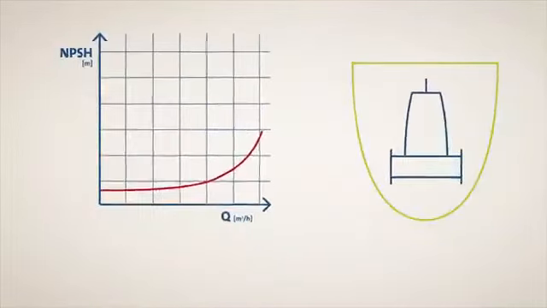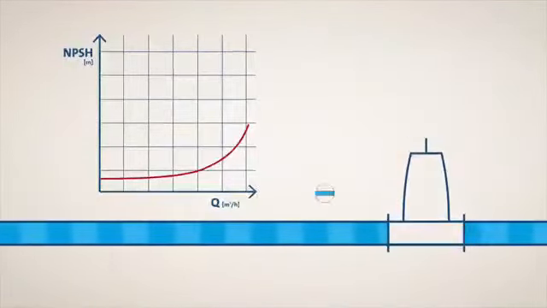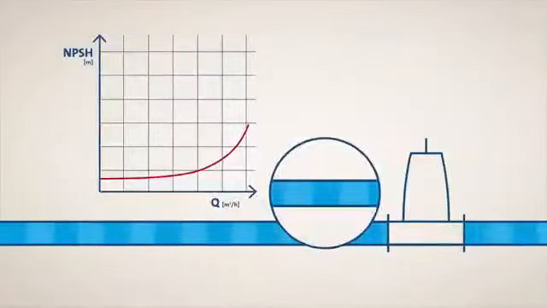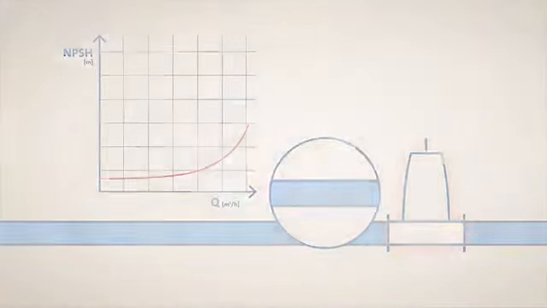To determine if a pump can operate safely in a system, the NPSH must be known for the largest flow and temperature within the operating range. The recommended minimum safety margin is 0.5 meters, but you may need a higher safety margin depending on your application.